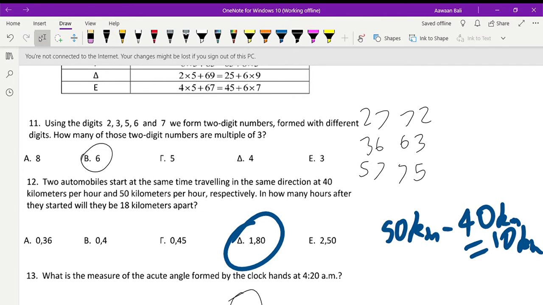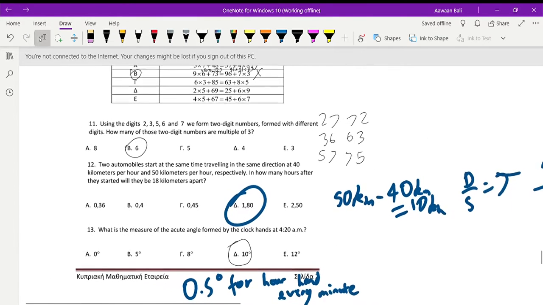Now we have 7. 72, yes. 7 plus 2, 9, yes. 7 plus 3, 10, no. 7 plus 5, 12, yes. 7 plus 6, 13, no. But we already wrote 72 and 75 again, so that means there are 6 possible numbers. So the answer is vita.